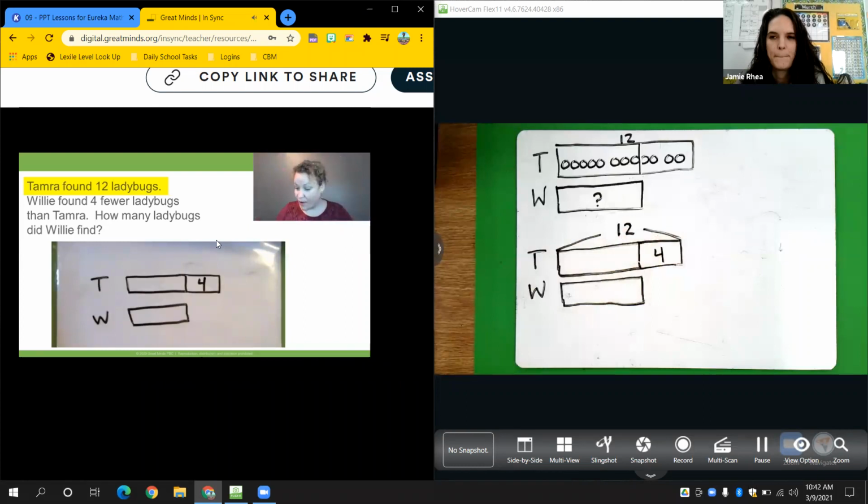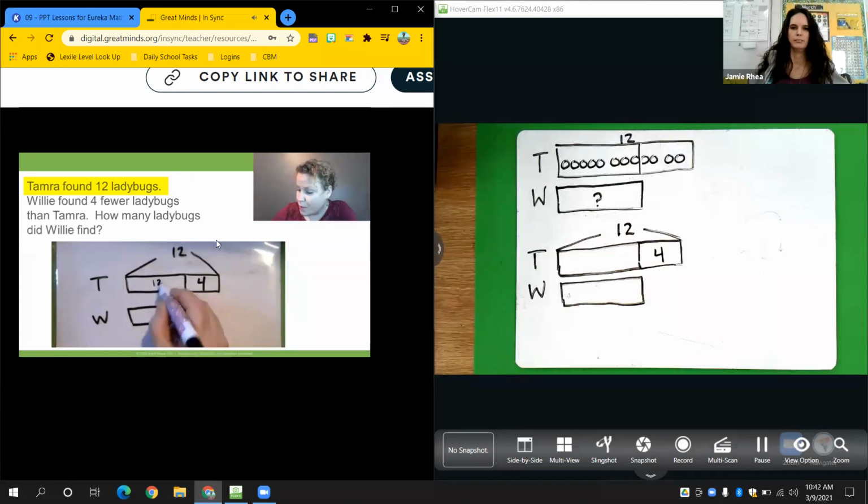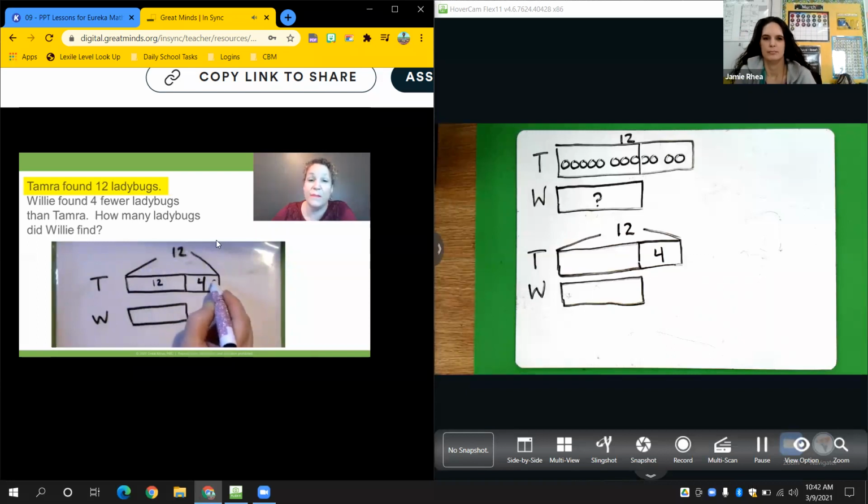So it needs to go on the outside of her entire tape to show that 12 is the total. If you thought that 12 went in this part of the tape, let's just think about that a second. It's an honest mistake. Sometimes kids say that. But if this was 12 and this is 4, then the total number of ladybugs she found would be 16. But we know that her total is 12. So this isn't right.